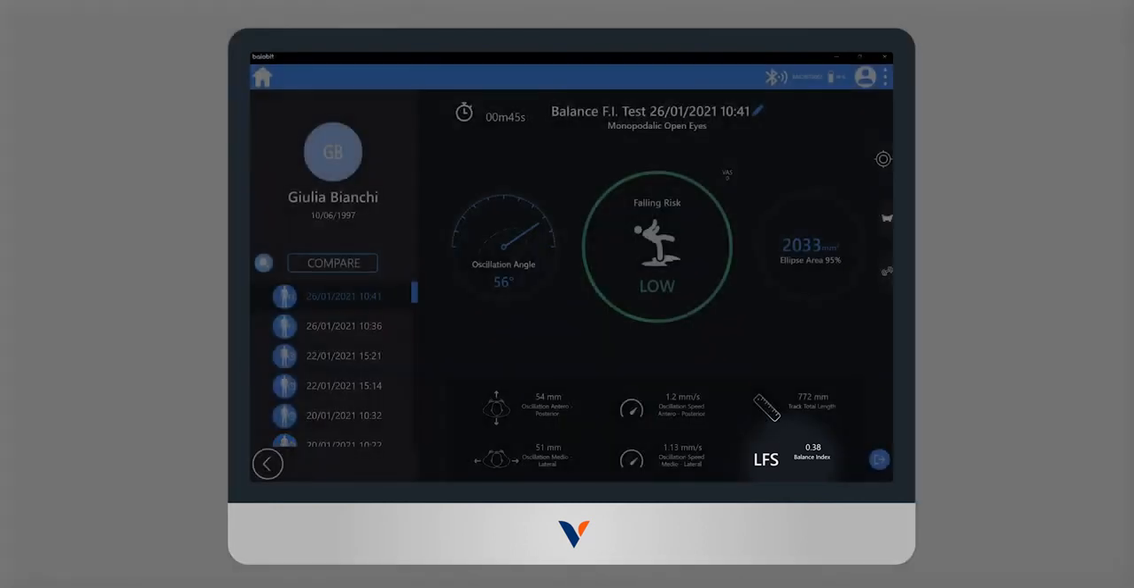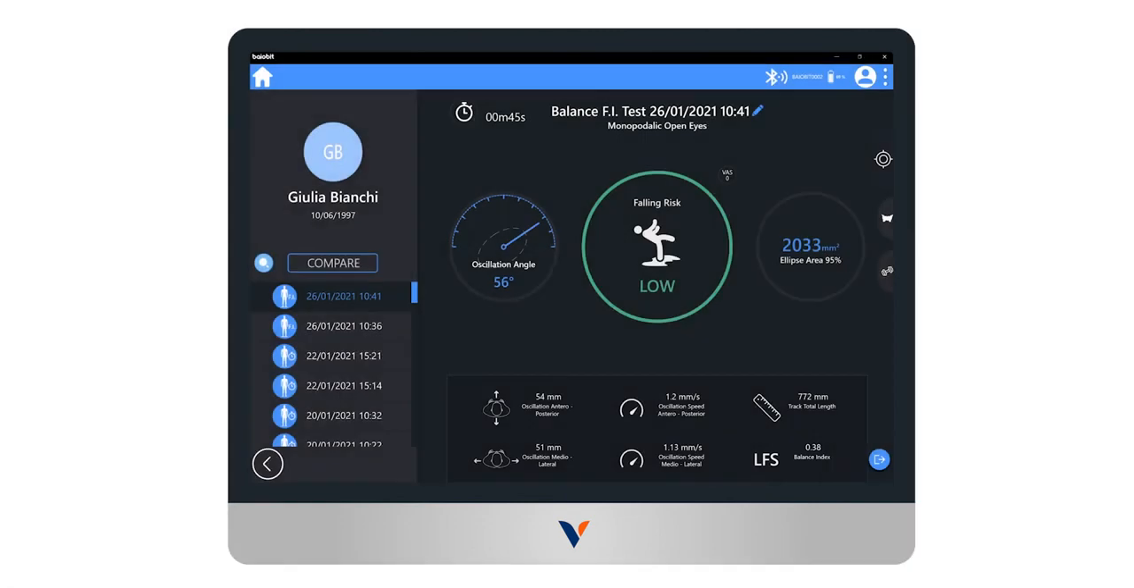Length function of surface. It represents the ratio between the length of the trace and the surface of the ellipse. This index describes the performance of the postural system. Under normal conditions, it should be approximately equal to 1.